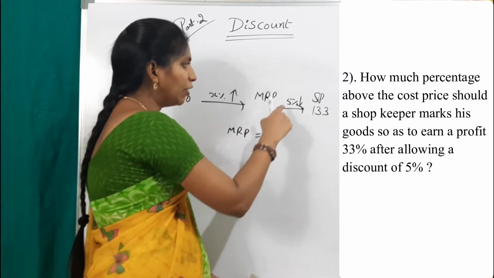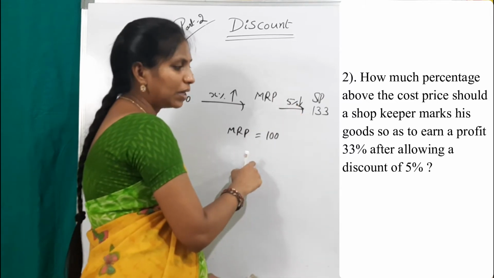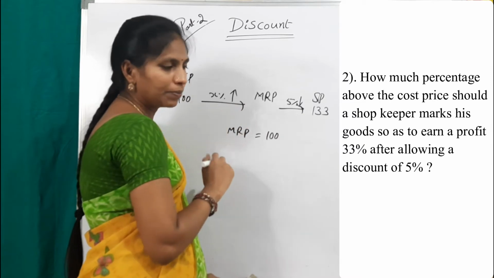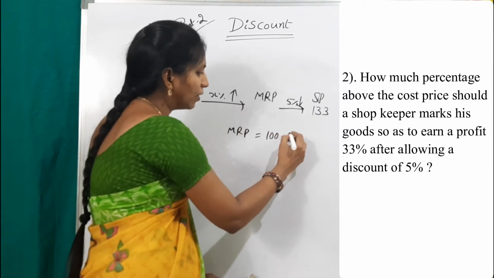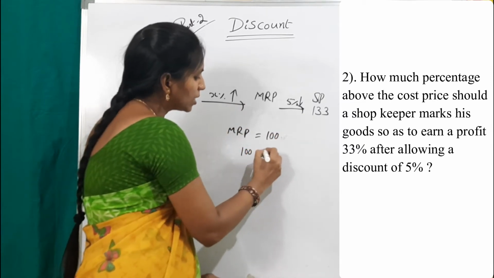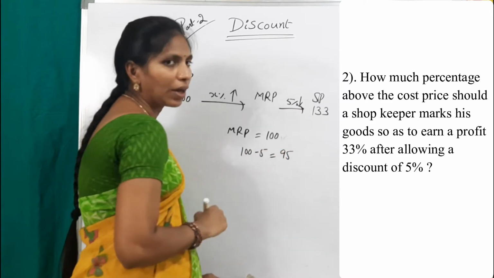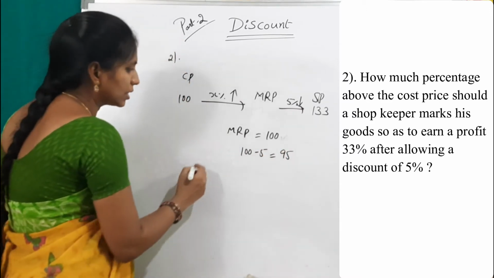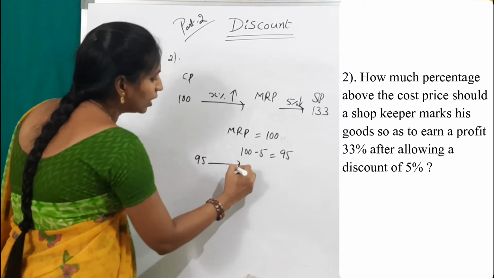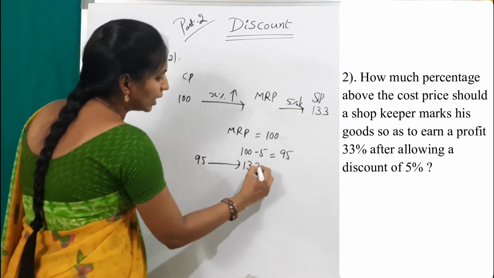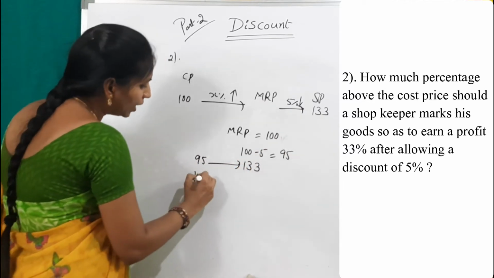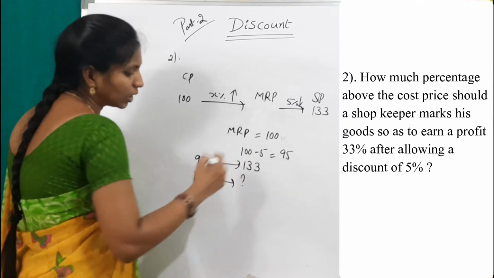This is the given information. In this type of questions simply take MRP as 100. On this 100, 5% discount means what? 5. So 100 minus 5 is equal to 95. This is the selling price. Here 95 is equal to what? 133.